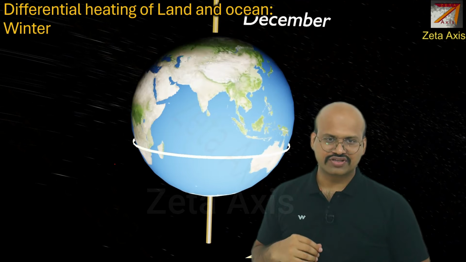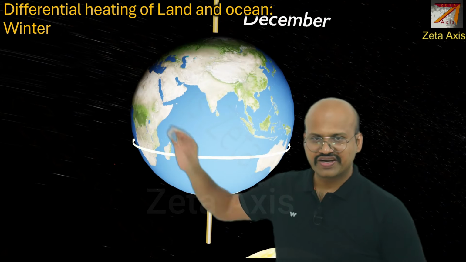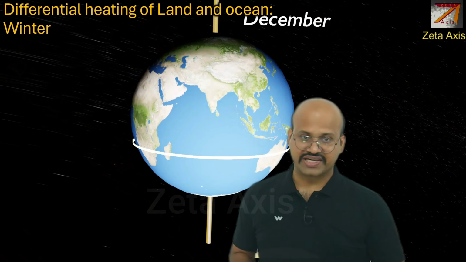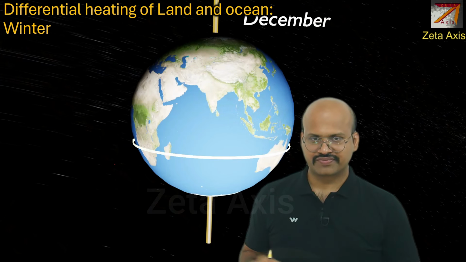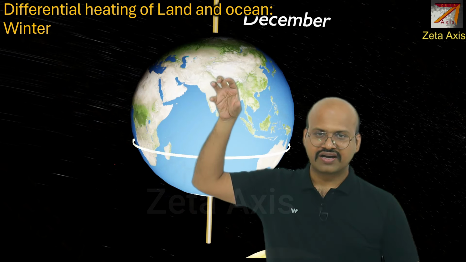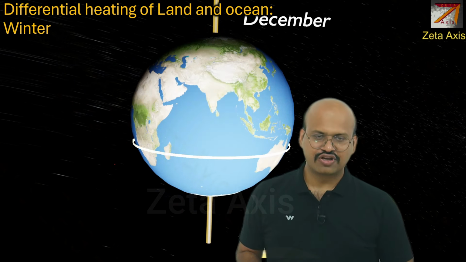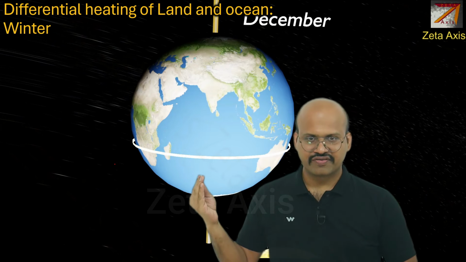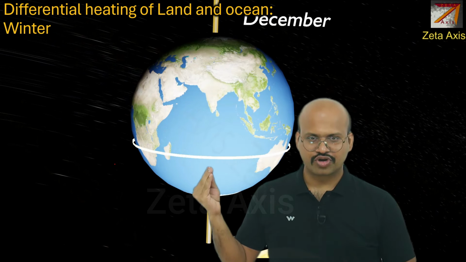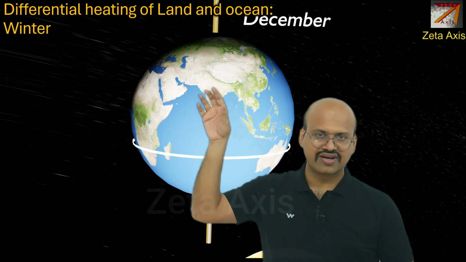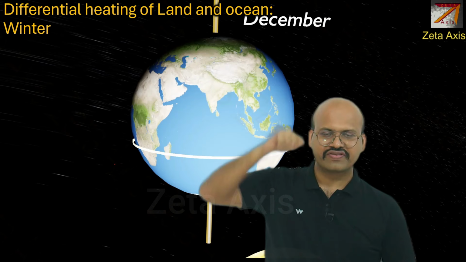Now let's try to understand the differential heating in winter. During the winter, the sun is in the southern hemisphere. It is heating the southern hemisphere. The sun is focusing in this region, while the northern region is having winter. So opposite conditions will develop. This position will have a low pressure region because it is heated, while here on the land it will be high pressure because it is cooler. Winter is going on. It is the month of December.